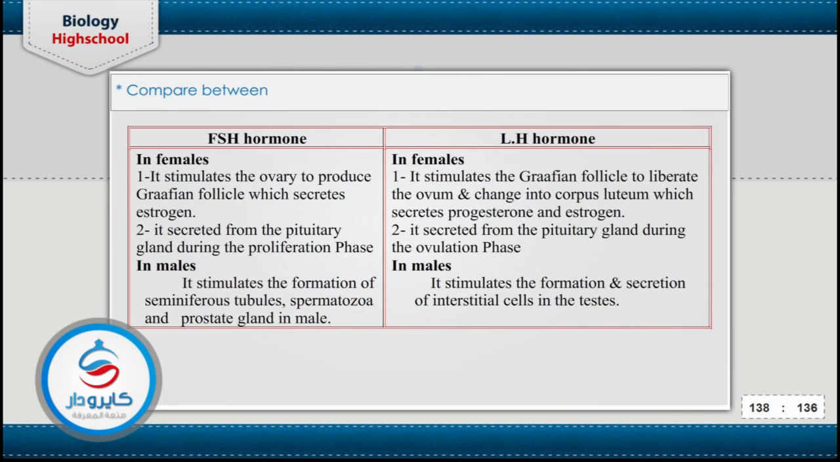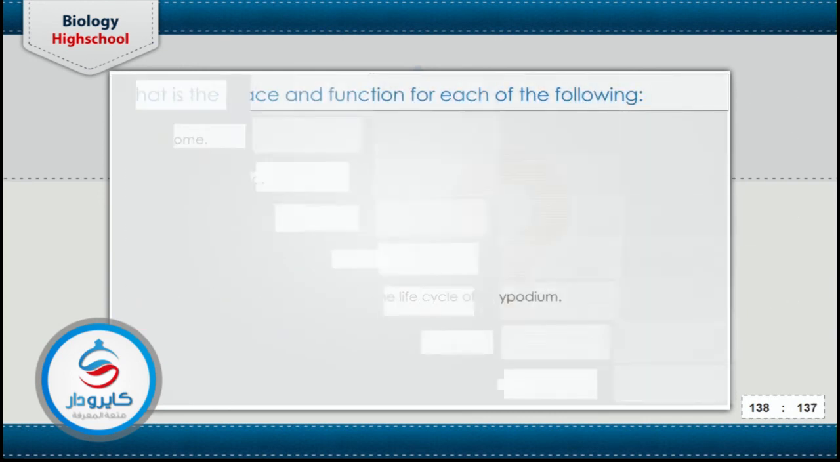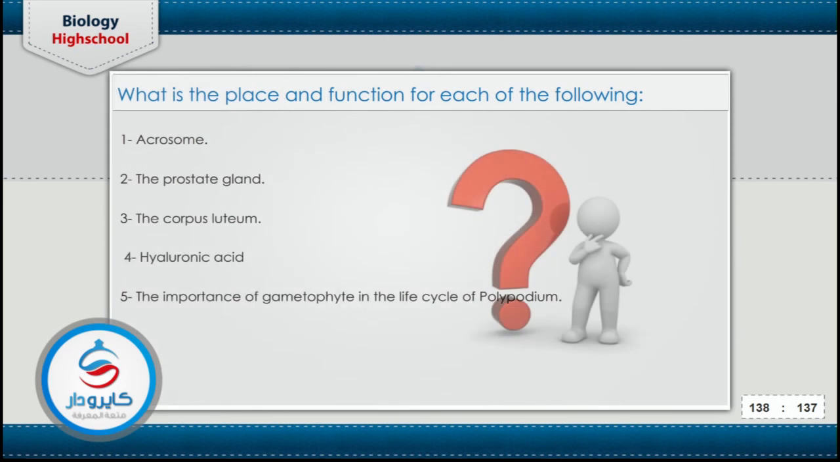In males, the FSH hormone stimulates the formation of the seminiferous tubules and spermatozoa, or the sperms, and the prostate gland in males. On the other hand, the LH hormone stimulates the males to form the interstitial cells and controls the secretion of male hormones. That is the comparison between FSH hormone and LH hormone.